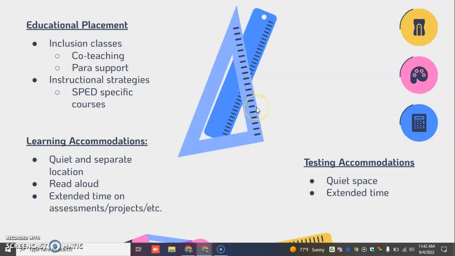As far as SPED classes, we do have what we call instructional strategy classes, IS. We don't really necessarily call them SPED classes anymore, but these are for students that are labeled SPED only, so there would be no general ed students in the classroom.